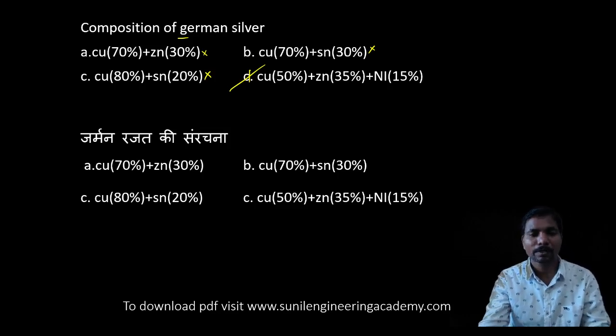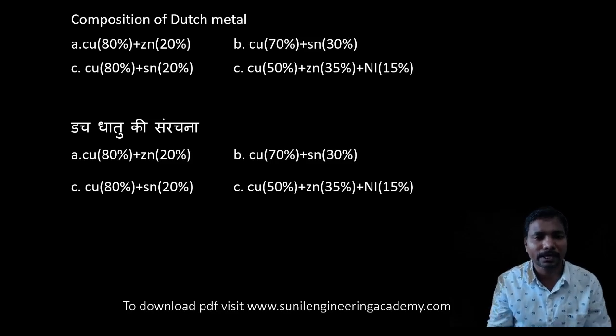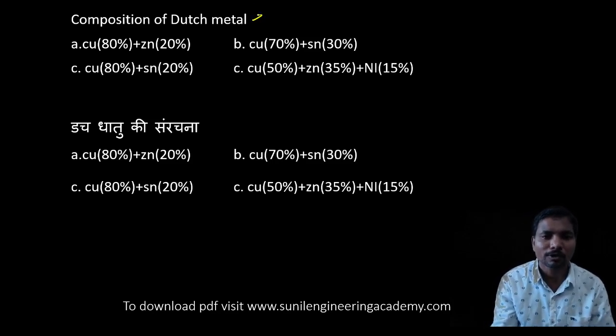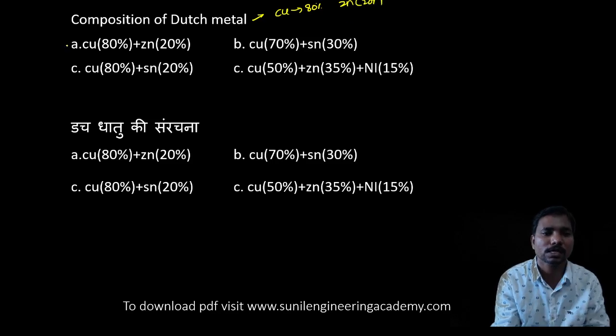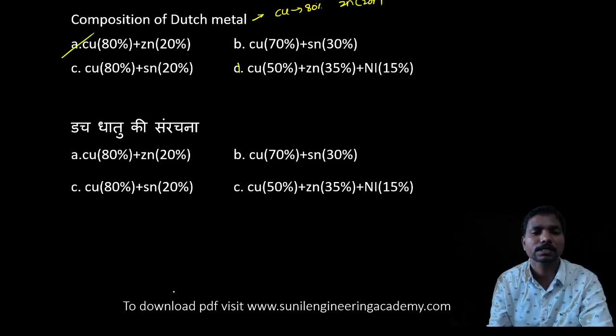Coming to the next one, Dutch metal to make the ornaments. To make the ornaments, we have to increase the copper to 80% and zinc percent has to be reduced to 20%. So answer is option A.